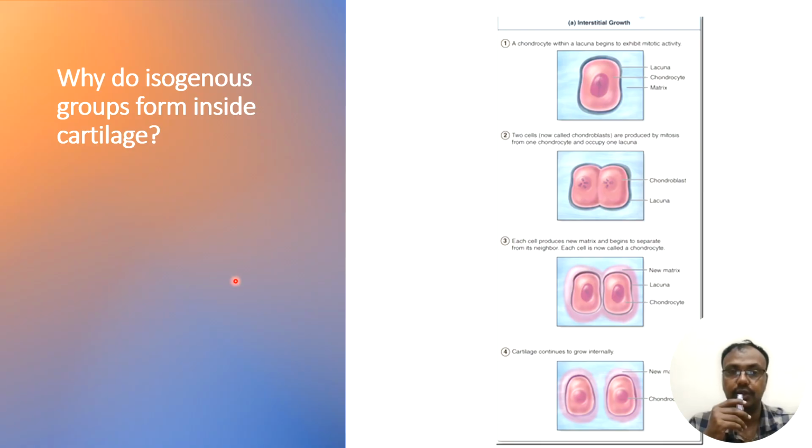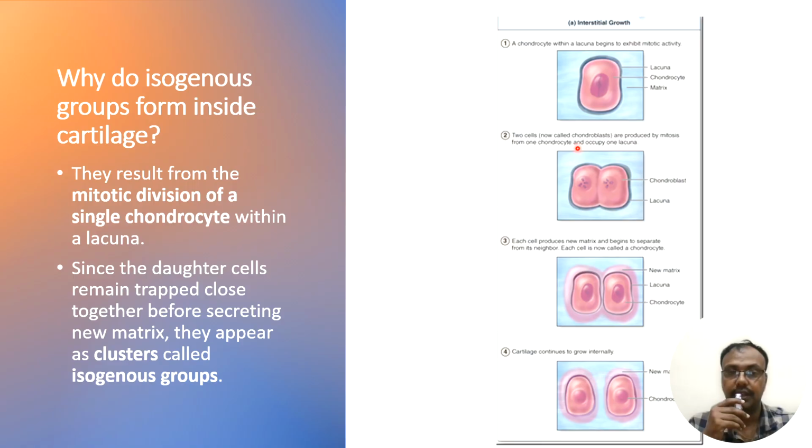Why do isogenous groups form inside cartilage? They result from a mitotic division of a single chondrocyte within the lacuna. The lacuna is here and a single cell is dividing. The daughter cells remain trapped close together, as in this diagram, before secreting new matrix. But as they produce new matrix, they get separated.